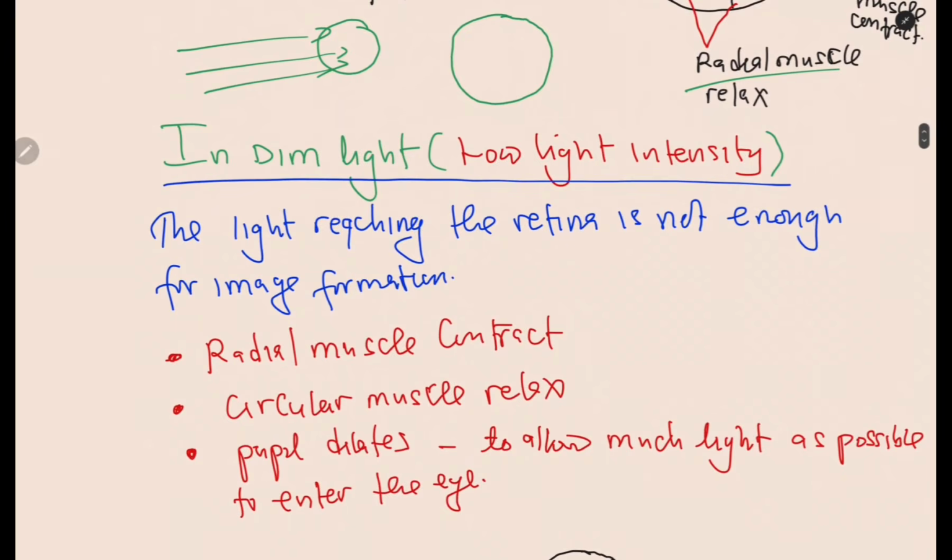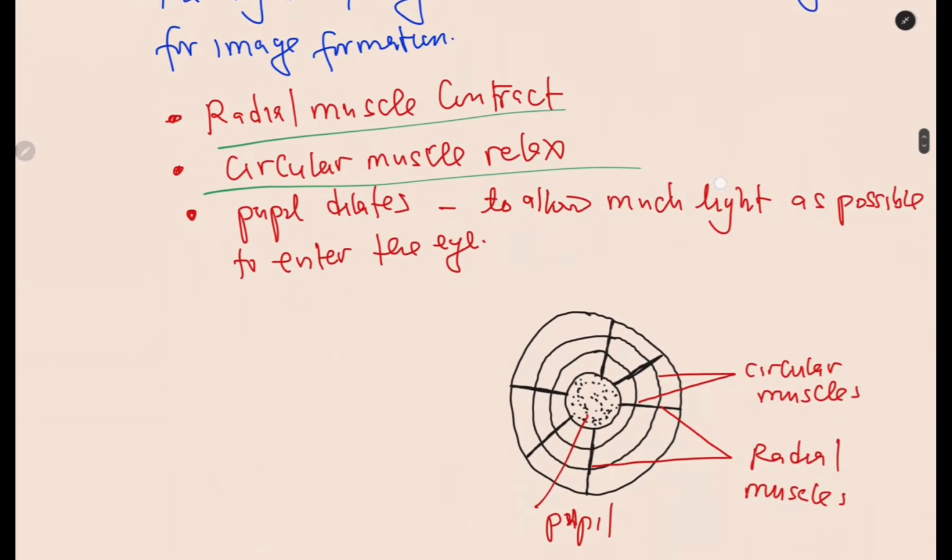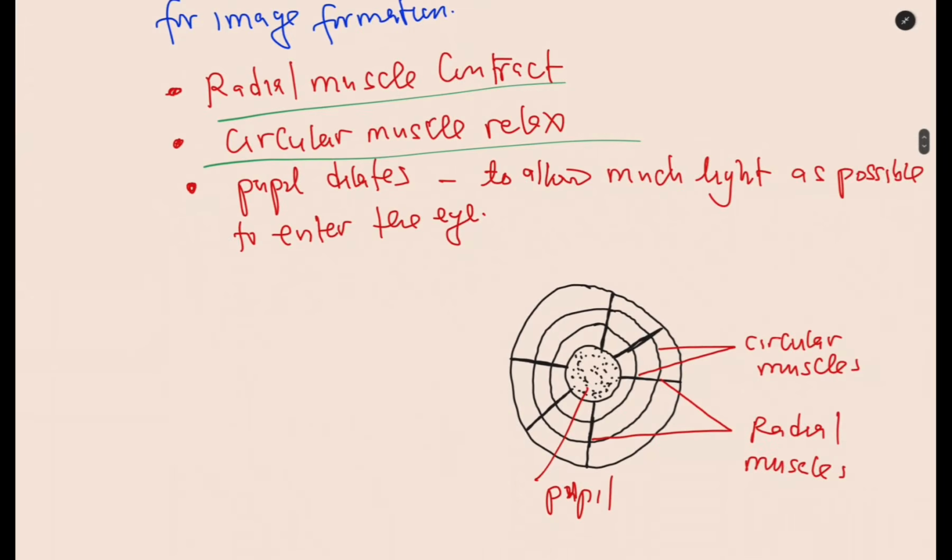Now, what happens to the behavior of the muscles? The radial muscle this time contracts, the circular muscle relaxes, and the pupil dilates, which means it allows as much light as possible to enter the eye. And this is what happens. So we have the circular muscle which relaxes, and of course the radial muscle which contracts in this case.